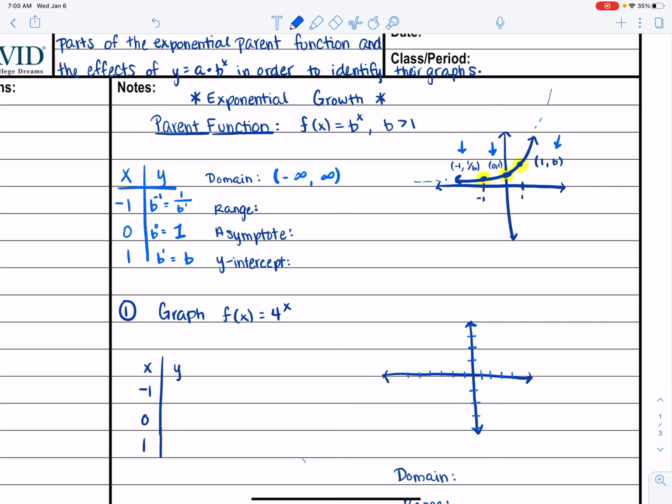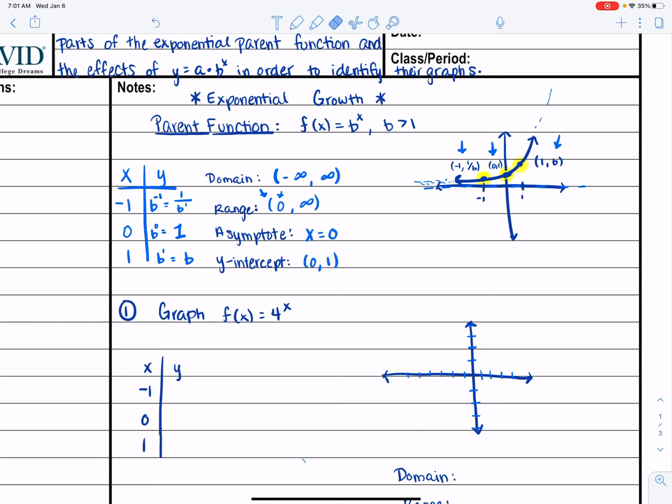Okay? The range gets kind of funny. So the range is going to go from 0 to infinity, and it's never going to touch 0, so we use a parentheses, not a bracket. And I'll explain that a little bit more in a second. An asymptote is an imaginary line that your graph will never cross. This graph has an asymptote on the x-axis because the graph is going to get forever close to the x-axis, which is why we said 0, but it's never going to touch it. So we say we have an asymptote at y equals 0. There's a y-intercept we found at 0, 1.